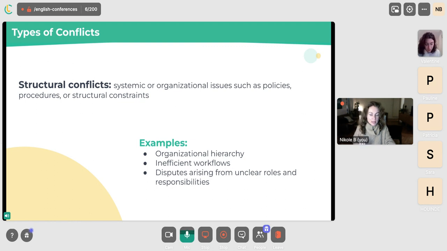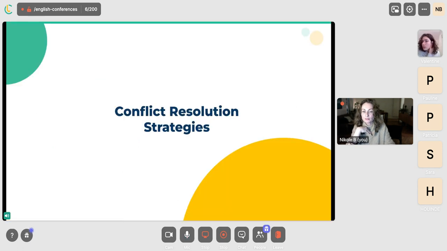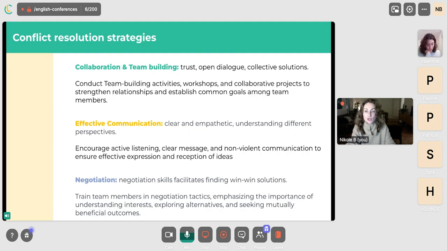So that's the different types of conflicts. What's important to remember is they can overlap. And what's important is to know them so that you can understand where the fundamental root cause of these conflicts is. Okay? So let's get into the strategies of how you resolve them. Okay? So 3 major things to do.